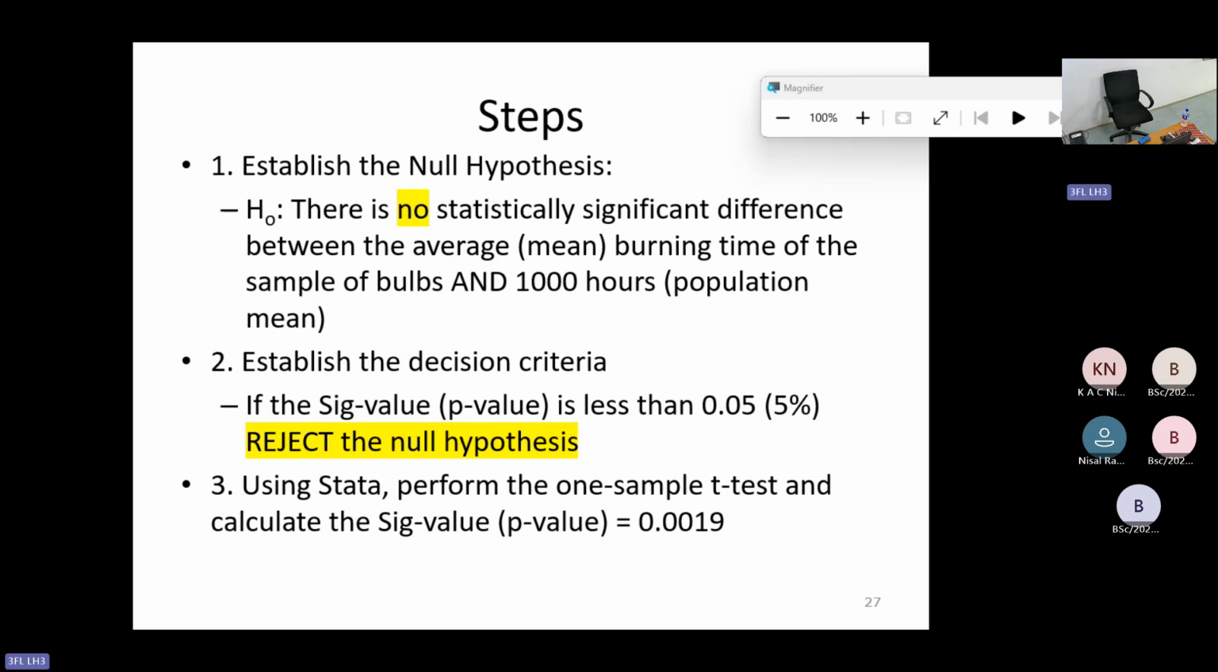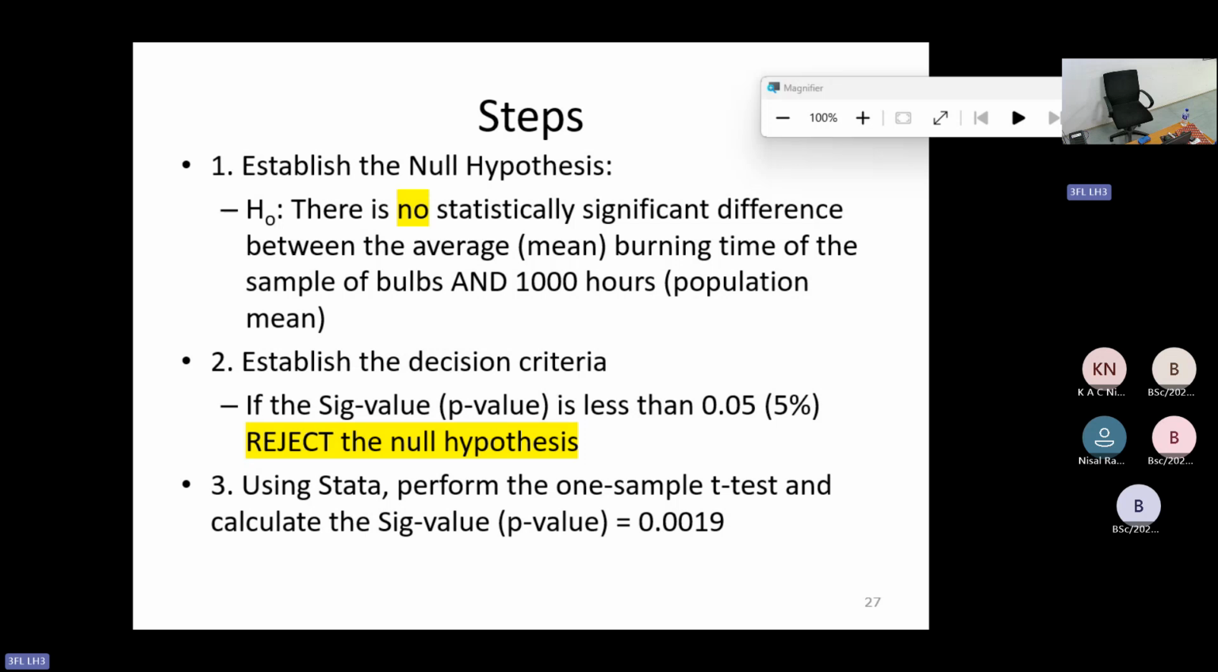Is it clear? So first we said that there's no difference between the sample mean and the expected population mean of 1,000 hours average burning time. We expect this population to have at least 1,000 hours of burning time. That's the null hypothesis, there's no difference. Step number 2, decision criteria: if the significance value or probability value is less than 0.05, reject the null hypothesis.